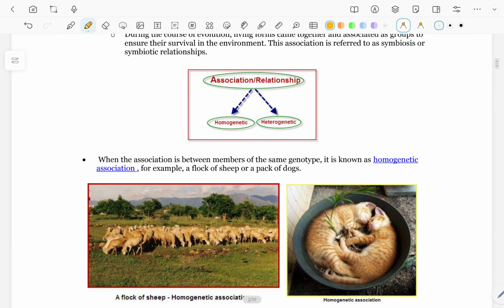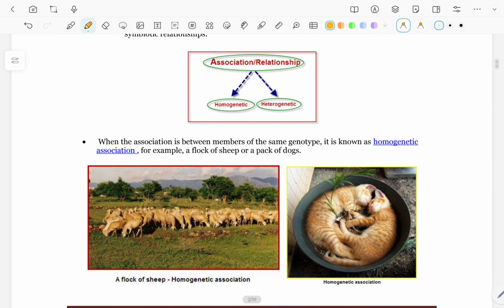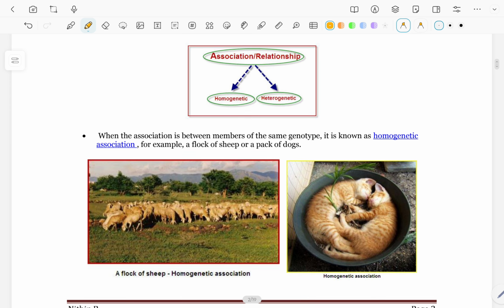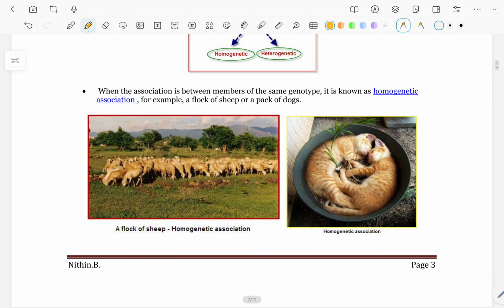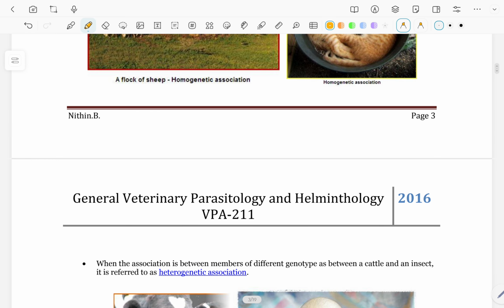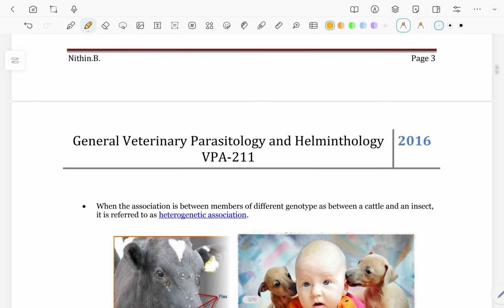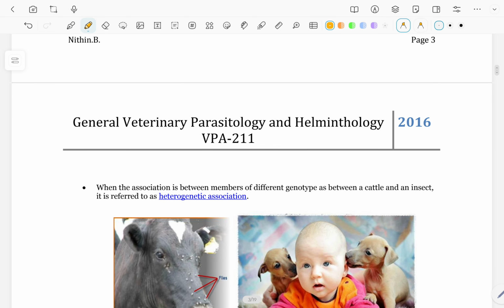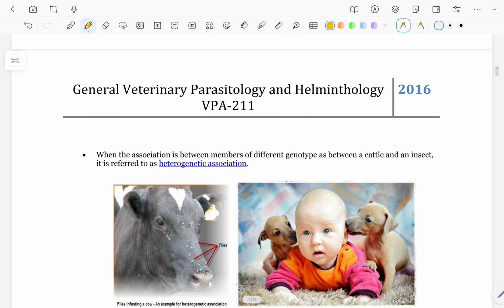When the association is between members of the same genotype, it is known as homogenetic association. For example, a flock of sheep or a pack of dogs. When the association is between members of different genotypes, as between a cattle and a insect, it is referred to as heterogenetic association.